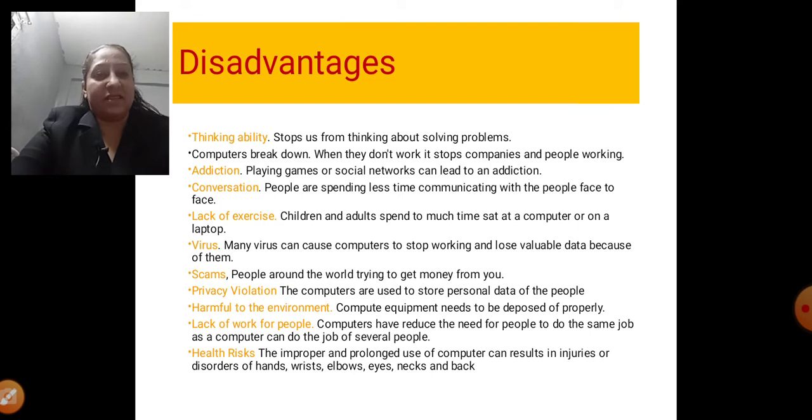Next is health risk. Of course, right now I am holding a mobile in my hand, sitting this way, so it is causing problems to people with their elbows, eyes, neck, back. These are a few parts that are causing a lot of problems.